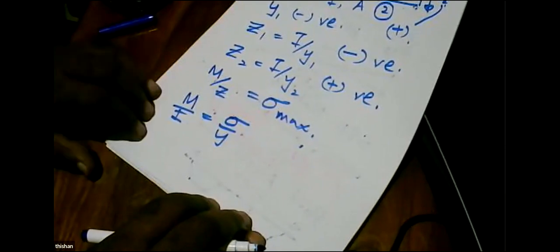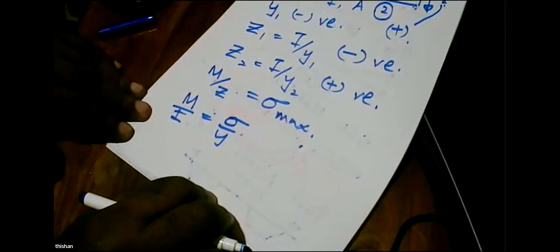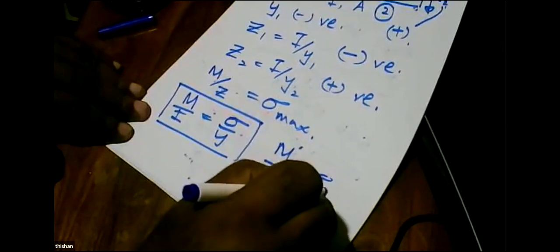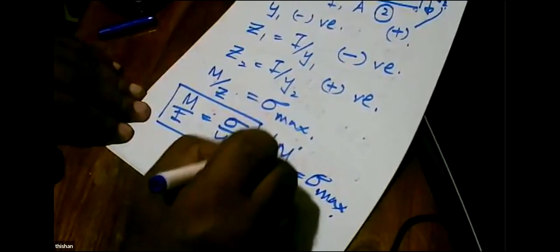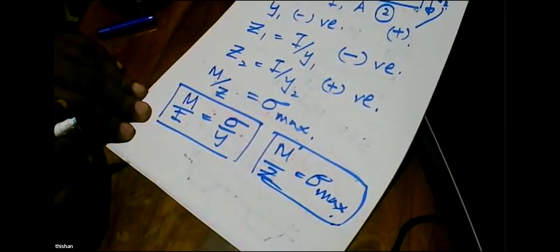So basically here, we use M over I is equal to sigma over Y, and that is the bending formula that you have on there. And with that, we can say M over Z is equal to sigma max. So we make use of this formula a lot when you are dealing with pre-stressed concrete.